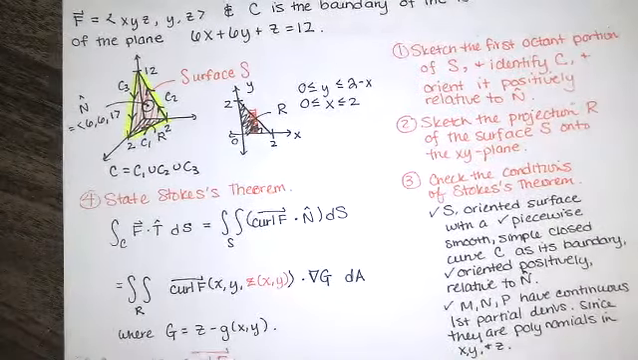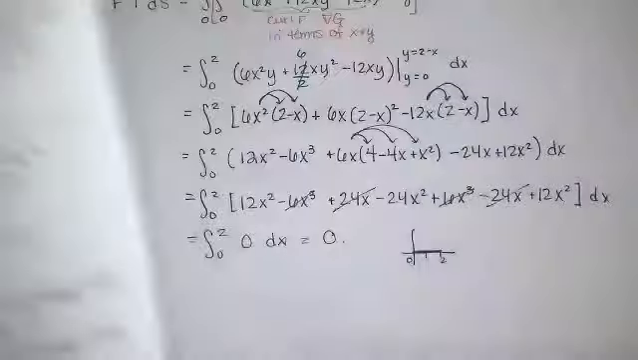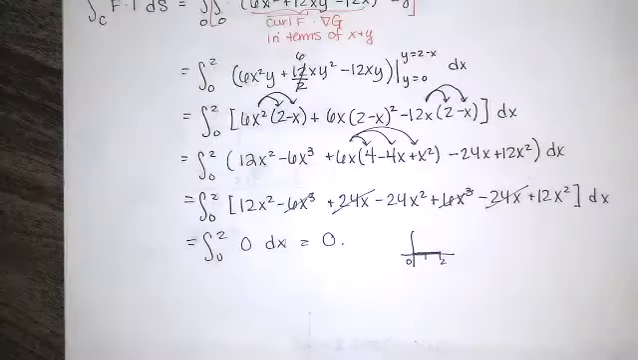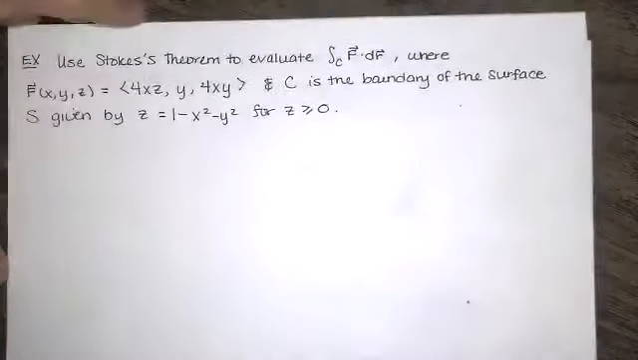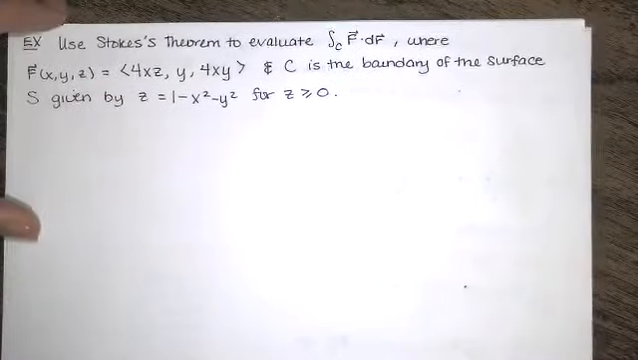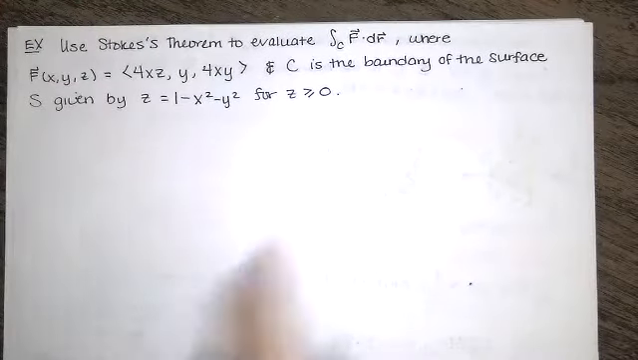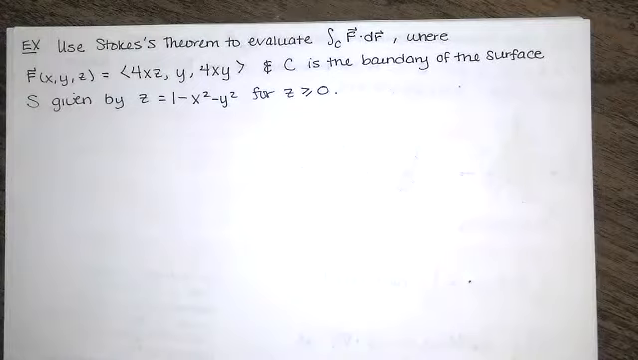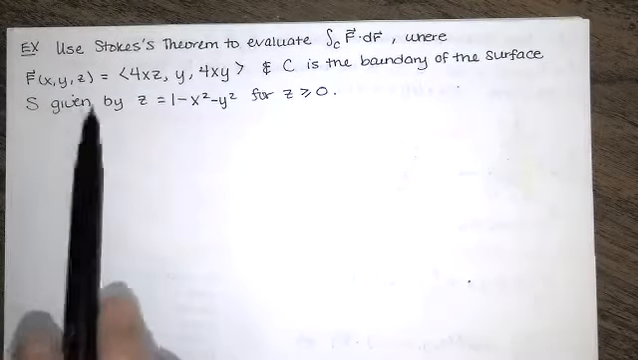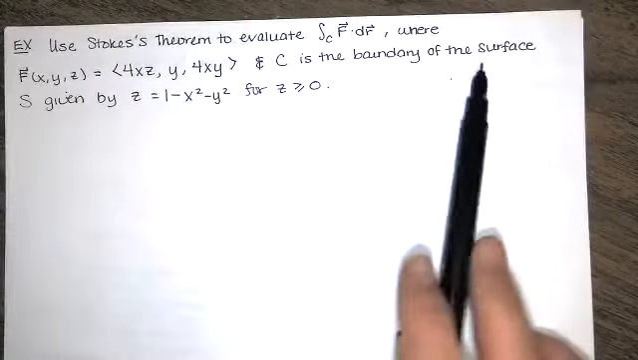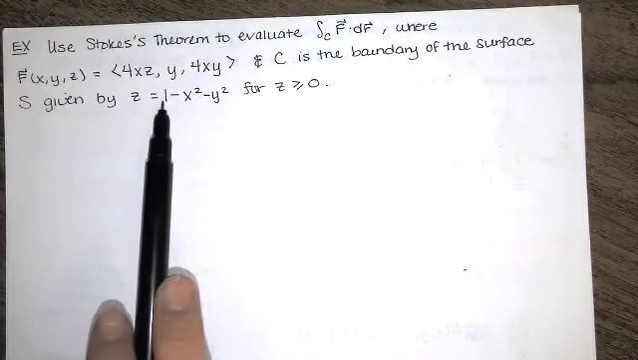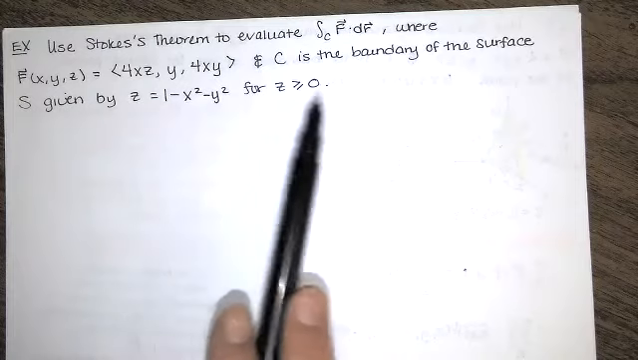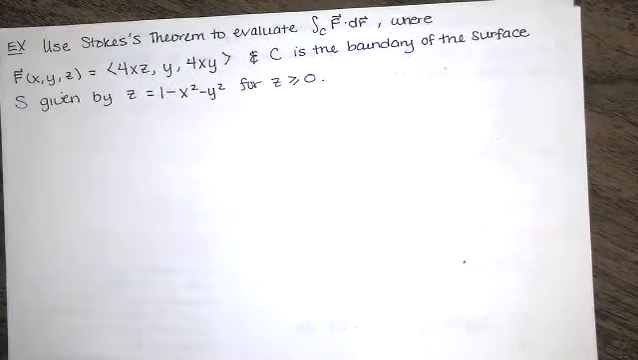Okay, so that was our first example. Let's just do one more example. We'll call it a day. That'll be our last example in Calculus 3. All right, so we've got Stokes theorem again. We're asked to evaluate the line integral over C of f dotted with dr, where this is our field and C is the boundary of the surface S given by z equals 1 minus x squared minus y squared for z greater than or equal to 0.